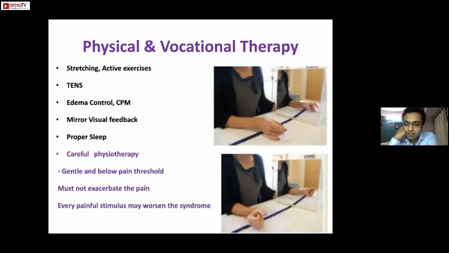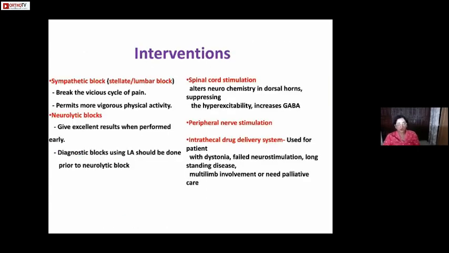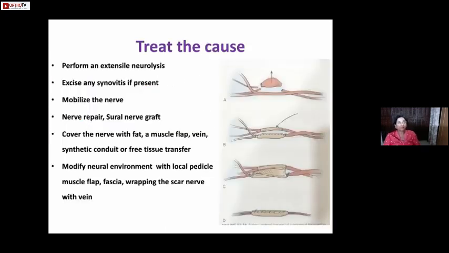Yeah. It must not exacerbate the pain. And those who do not respond to drugs and physiotherapy should be given sympathetic blocks in the form of stellate ganglion block, which break the vicious cycle of pain and permit more vigorous physical activity. And there is some role of neurolytic blocks, spinal cord stimulation or peripheral nerve stimulation to relieve pain. So it is important to treat the cause, especially when there is associated neural injury.